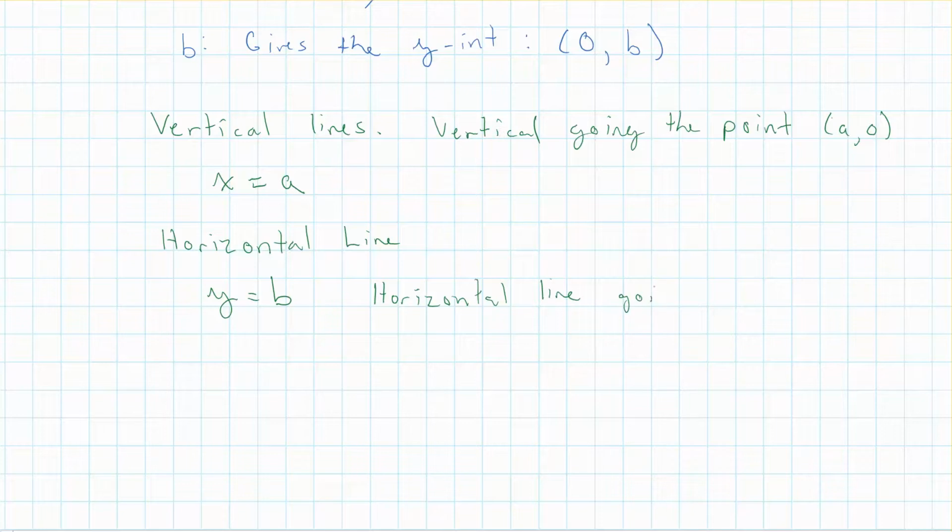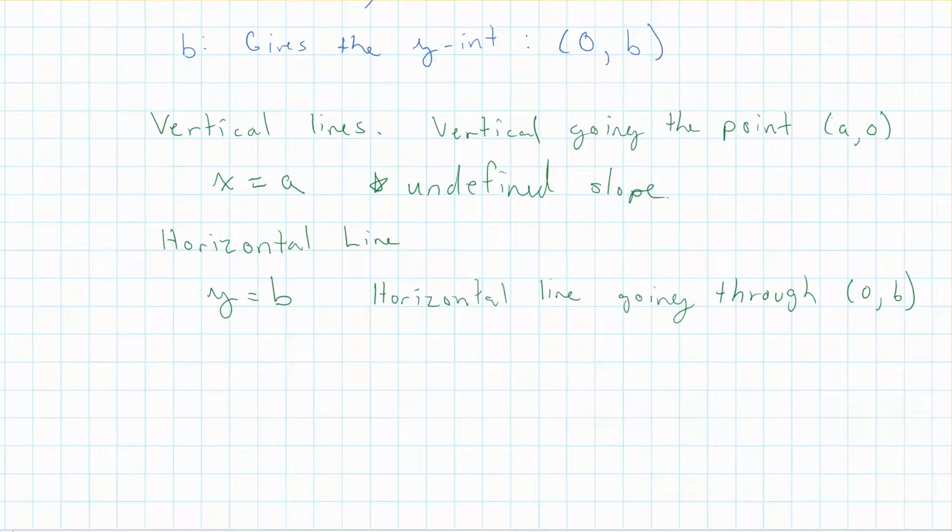It goes through the y-intercept of b. So this would be 0, b. Now, I want to emphasize here, vertical lines have undefined slope. You don't want to say they have no slope, they have undefined slope.